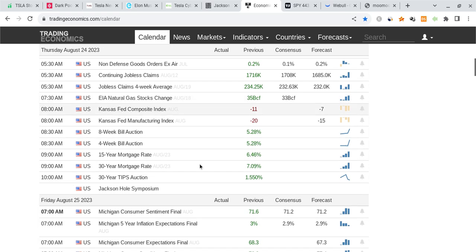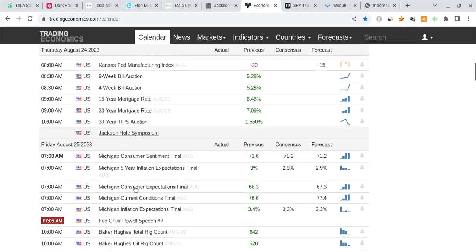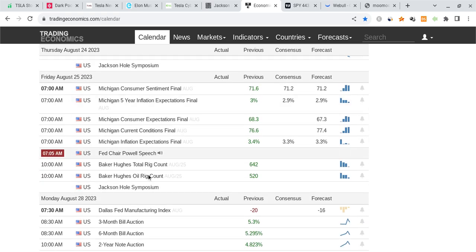And then on top of that, we also have the Jackson Hole symposium going on. It's not going to be that crazy, nothing too big until Friday, however, so this may not have that big of an effect on us, but initial jobless claims could affect the market to some extent. Now, for Friday, that's when things get serious.